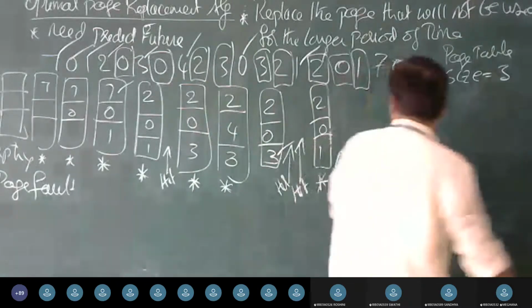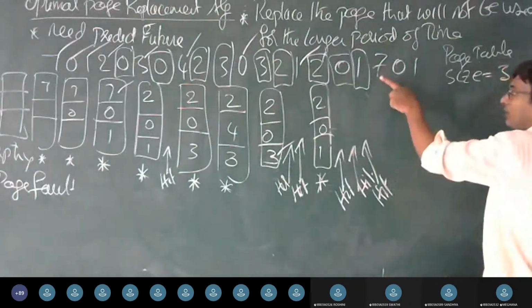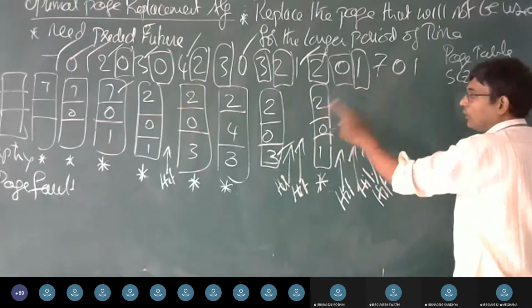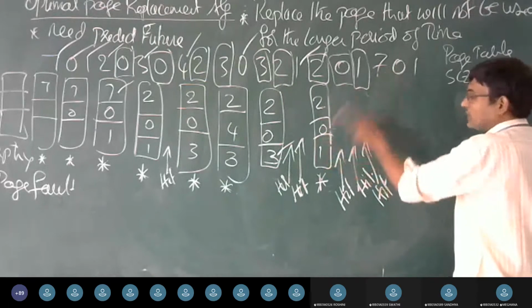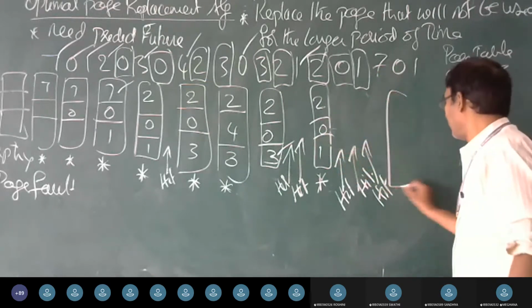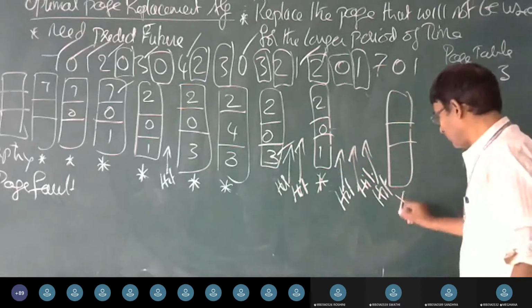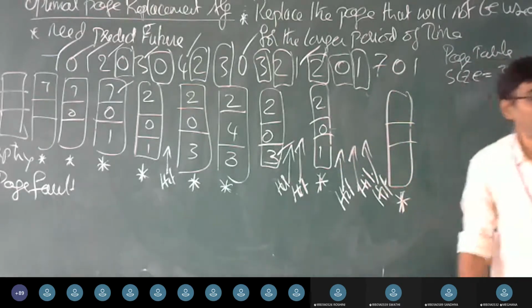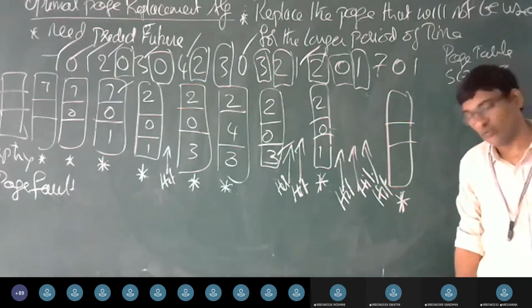Next one, 7. Is 2 equal to 7? No. Is 0 equal to 7? No. Is 1 equal to 7? No. So definitely there is a page fault. Okay, page fault came.